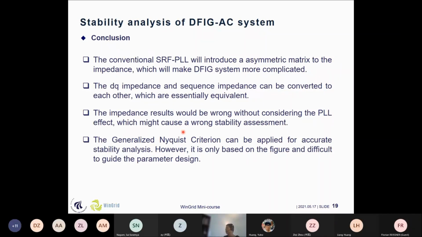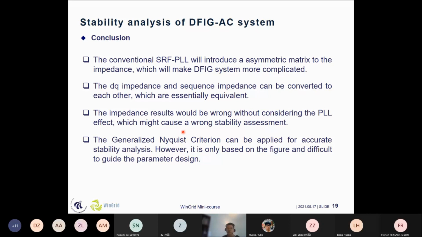for the accurate stability analysis, just as I have shown to you, with considering the control delay effect, the PLL parameters, and the wind speed changes. It corresponds very well with the simulation results. But the disadvantage is that it is only based on the figure. We just see the figure and then say the conclusions, whether it's stable or not stable. It's difficult to tell us how to design the parameters of the system, how to improve the stability of the system, and how to make a good parameter design of the DFIG systems under the weak grid.